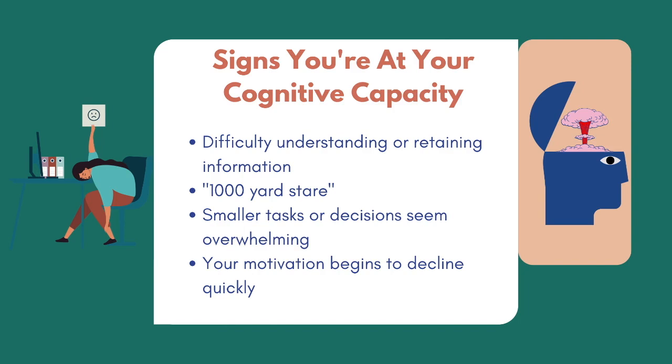Smaller tasks or decisions seem overwhelming. So you might go to write an email and you're like, who was this email even intended to be written to? So those smaller tasks just seem overwhelming. Little things, sending an email, going through your calendar, setting a to-do list might just seem completely overwhelming. You're at your cognitive capacity. It might be time to take a break. Breaks are essential. So don't try to sit there and force yourself to mentally push through something if you are not at the capacity to do so.